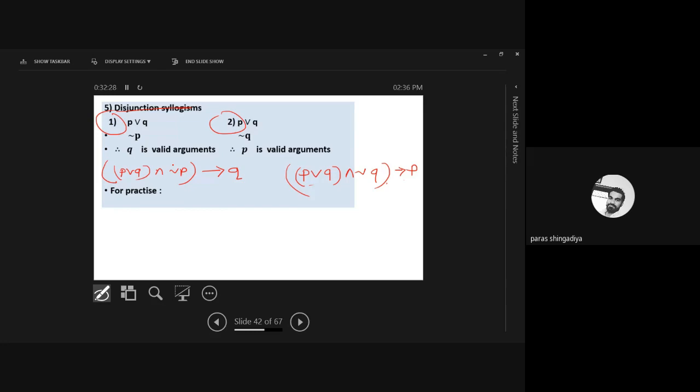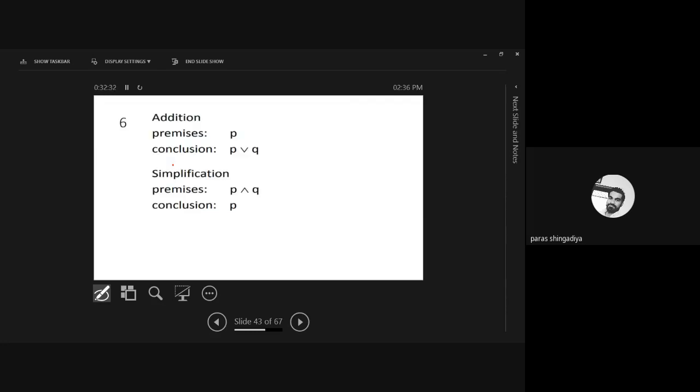Up to the 5, we have at least 3 statements, A1, A2, A3. But in 6, we have 2 statements only. In both cases, they are different: addition premises and simplification premises. Clear? So what will be the formula for only 2 arguments? आपके पास 2 ही argument है, A1 and A2 only. तो formula कैसे बनेगी? Clear?